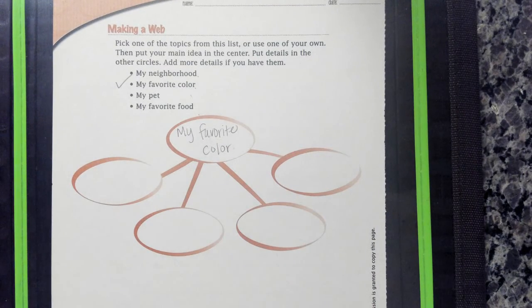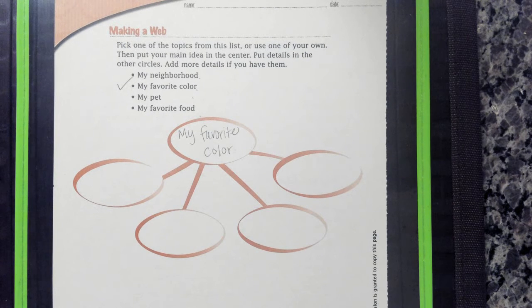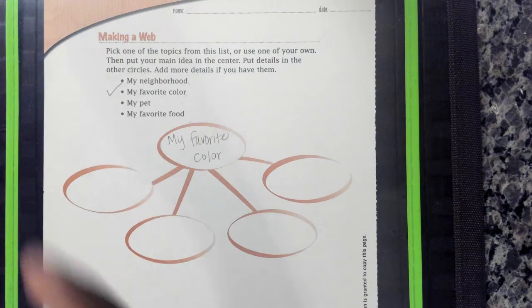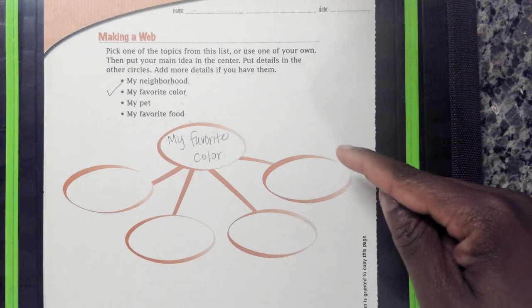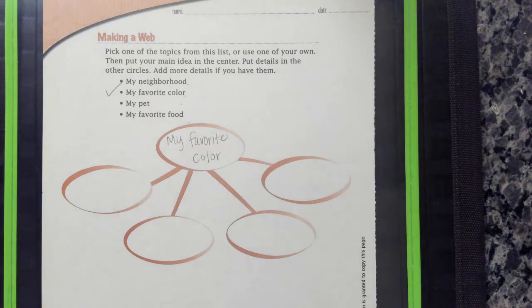So everybody has a favorite color. Some people have more than one favorite color, but for today's lesson, we're just going to pick one color. If you are one of those people that have more than one color that you love, just pick one. Now what I want you to do is come up with 4 details that tell me why you like your favorite color. I'll give you a few minutes to do that.